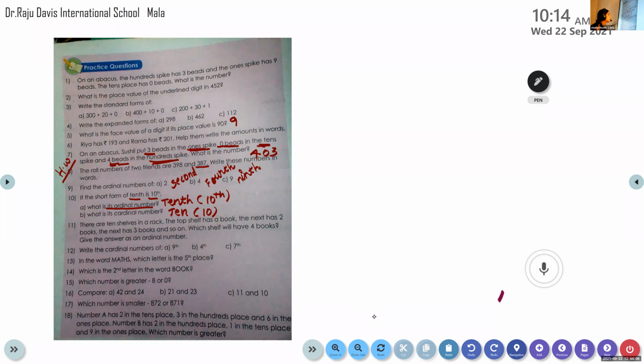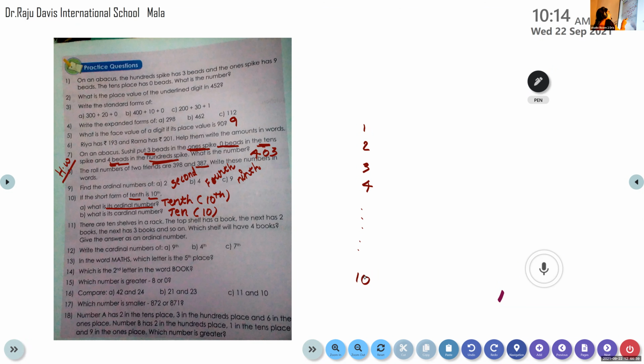There are 10 shelves in a rack. The top shelf has a book. The next has 2 books. The next has 3 books, and so on. Which shelf will have 4 books? So here, how many racks are there? 10 racks. So 1, 2, 3, 4, till 10 racks are there.